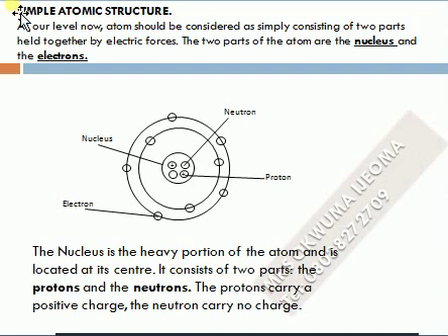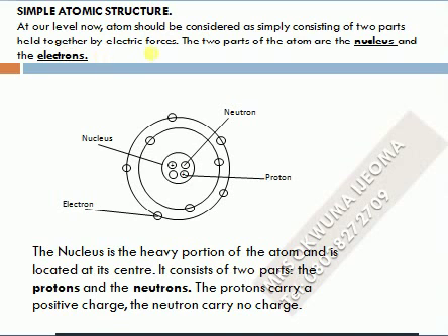Now we're going to look at the simple atomic structure. Let's say it, simple atomic structure. We want to look at the structure of this atom. Now we are looking at this at our level, that is, our secondary school level. So at this level, we are going to consider the atom as simply consisting of two parts that are held together by electric forces.